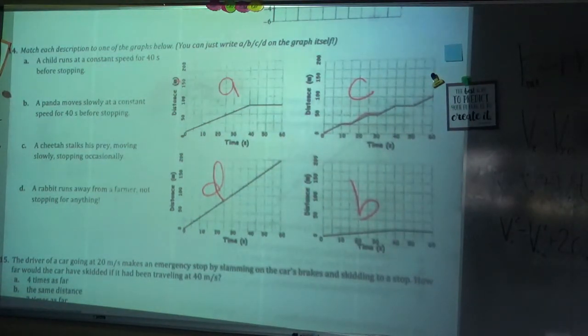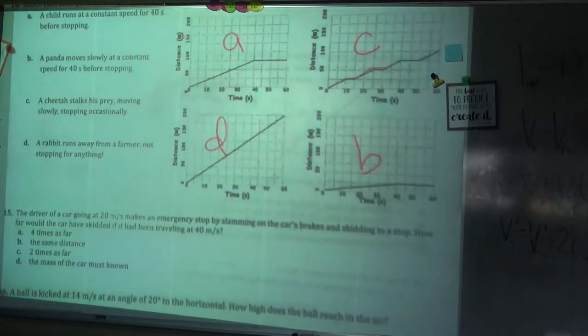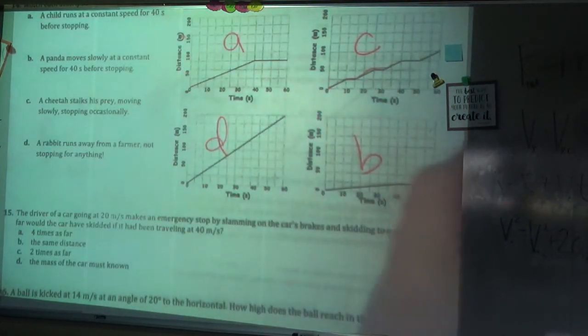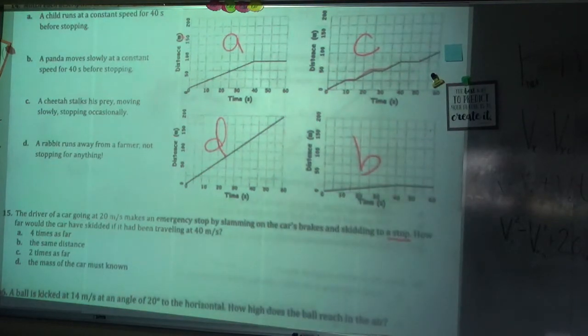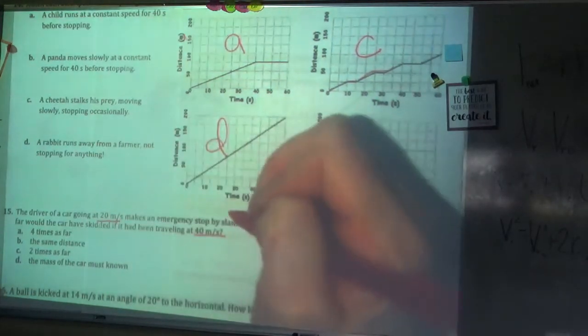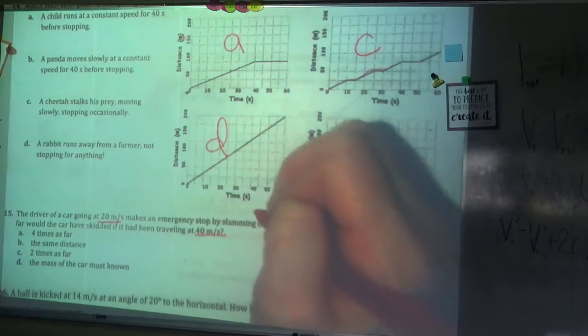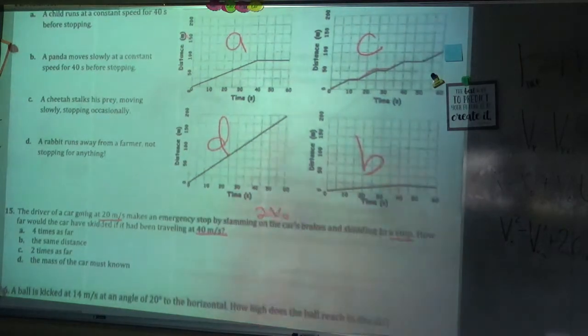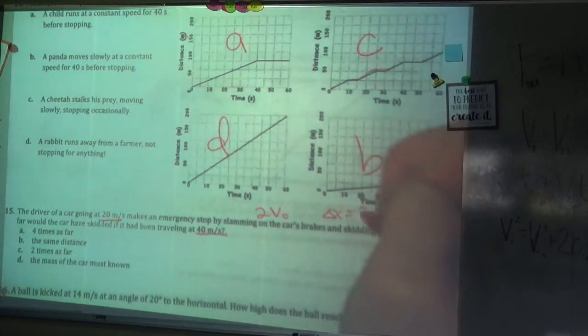15, the driver of a car going at 20 meters per second makes an emergency stop by slamming on the car's brakes and skidding to a stop. How far would the car have skidded if it had been traveling at 40 meters per second? So two ways to do this. If your V0 is 20 and then it goes to 40, that means you have twice the initial velocity, and you're wondering how that's going to affect the delta x.